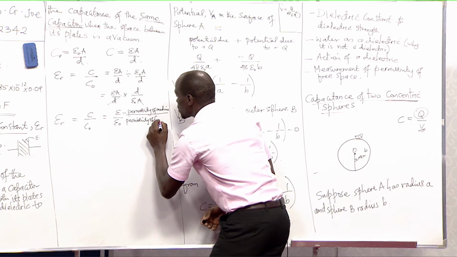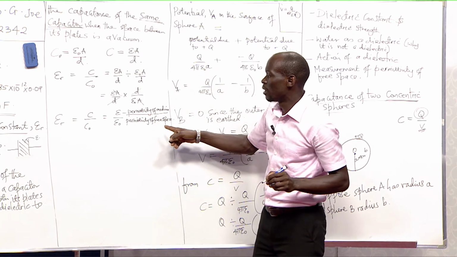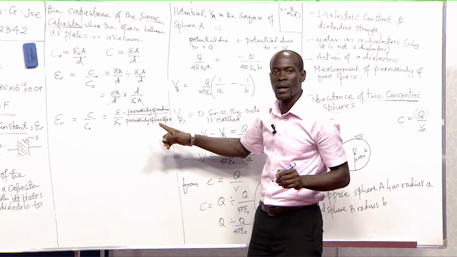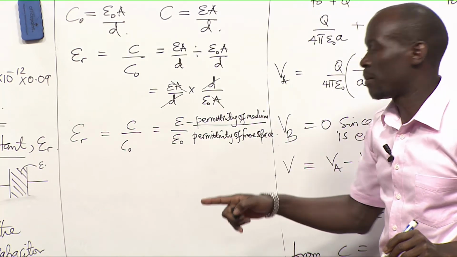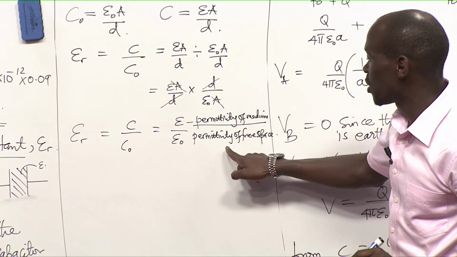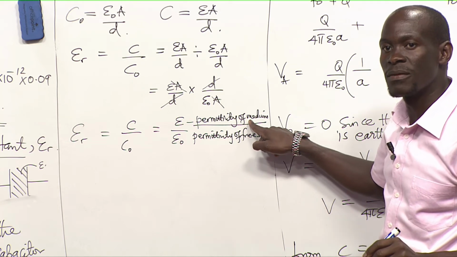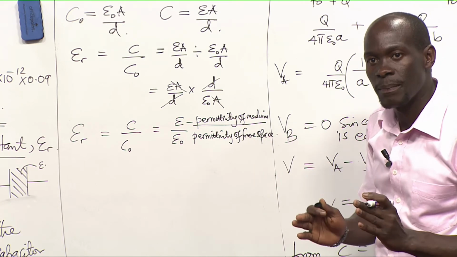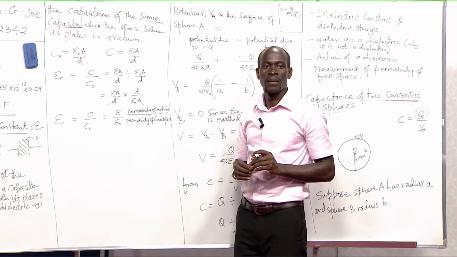Of free space. So that's where we get that definition. The second definition, which I said, is that we can also define the electric constant or the relative permittivity in terms of the permittivities. So we can say it is the ratio of the permittivity of the medium, or the permittivity of the dielectric between the capacitor plates, to the permittivity of free space.